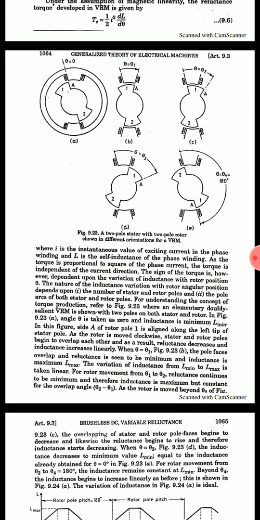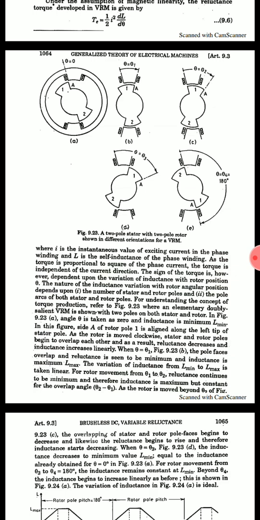When theta equals theta 1, the pole faces overlap and reluctance is seen to be minimum and inductance is maximum. The variation of inductance from minimum to maximum is taken as linear. For rotor movement from theta 1 to theta 2, the reluctance continues to be minimum and therefore inductance is maximum but constant.